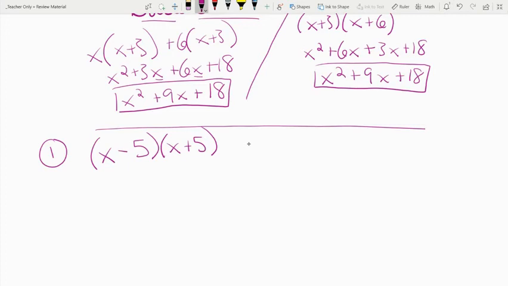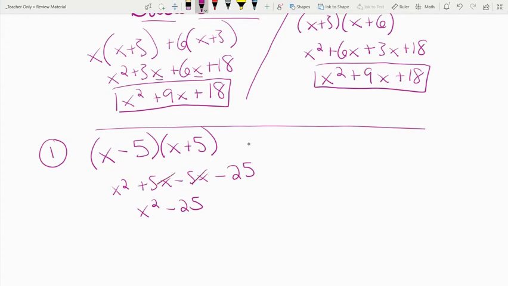So if we FOIL this, I'm going to get x squared. First outside gives me plus 5x. Inside terms give me minus 5x. And the last terms give me minus 25. Now notice, I've got plus 5x and minus 5x. When I combine my like terms here, it's going to become x squared minus 25. These cancel out.